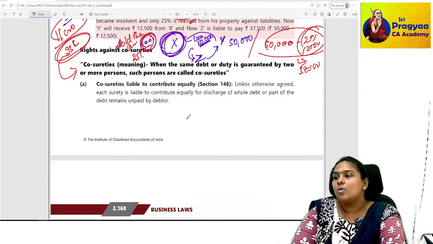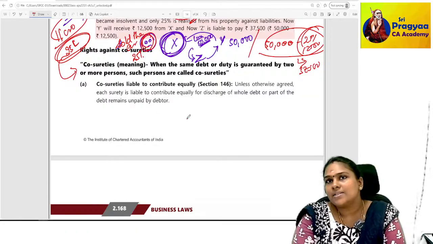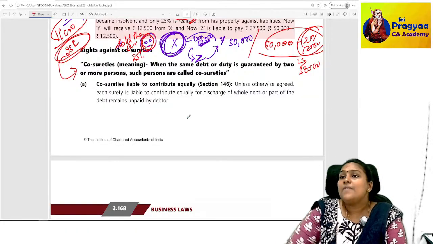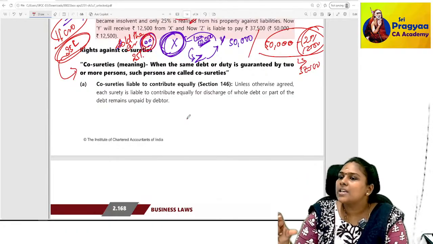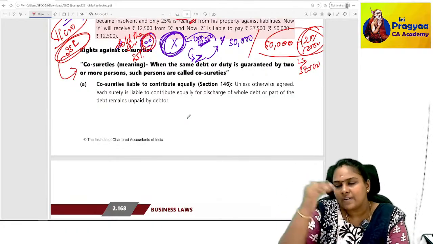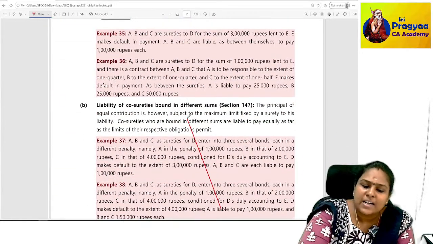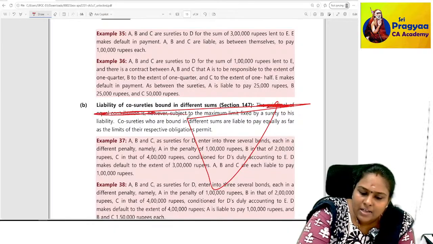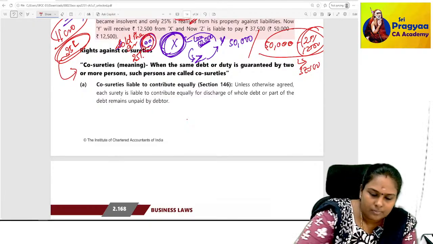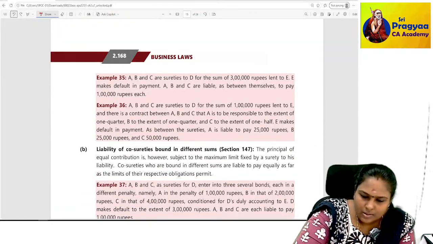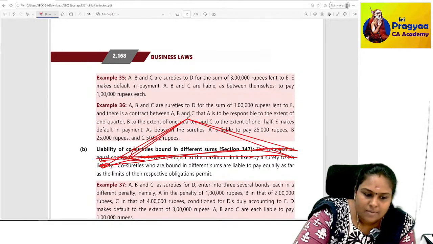Okay? Now when more than one surety is there, what is the liability against each of such surety? If nothing is mentioned, then it is equal. If a limit is mentioned, then they will carry that limit. So if at all they have different sums, what happens? If at all they have a different sum, then what happens?